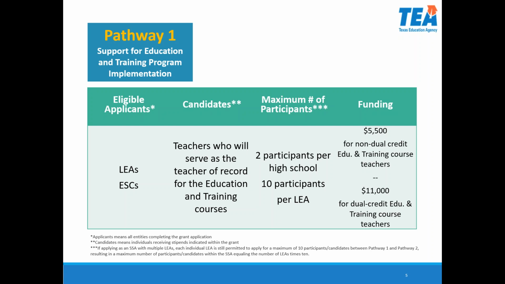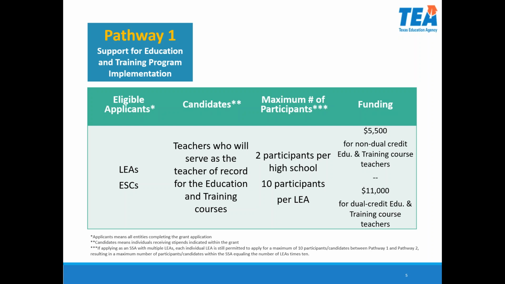Program Guidelines document. To support implementation of education and training courses, Pathway 1 offers a stipend of $5,000 for teachers who will teach principles of education and training, instructional practices, and/or practicum in education and training. An additional $500 per teacher can be used for administrative costs, so $5,500 is allocated.